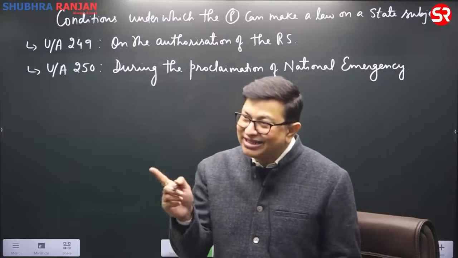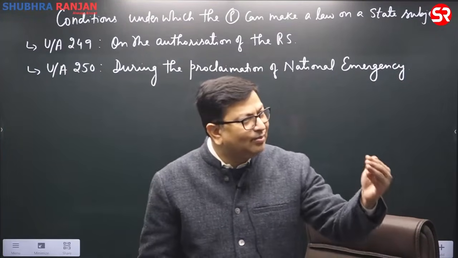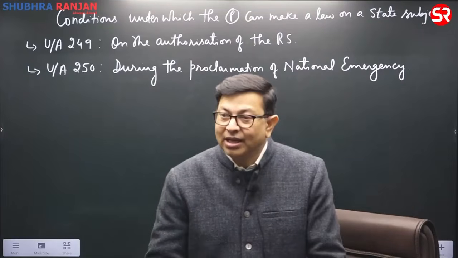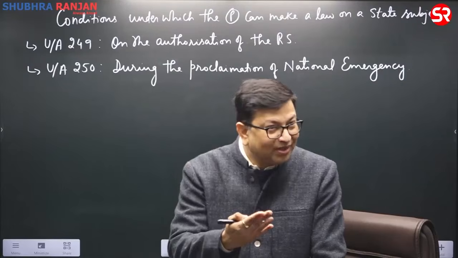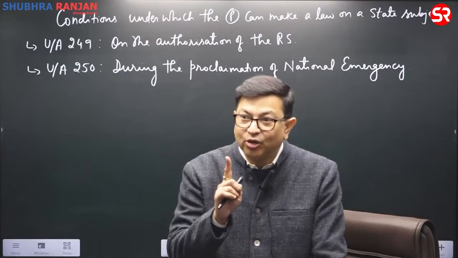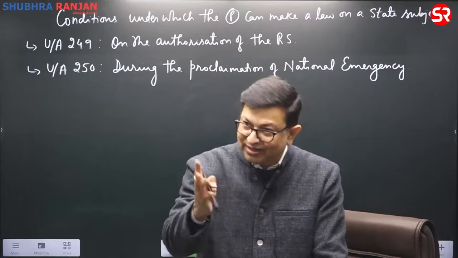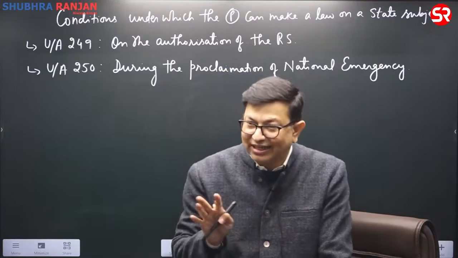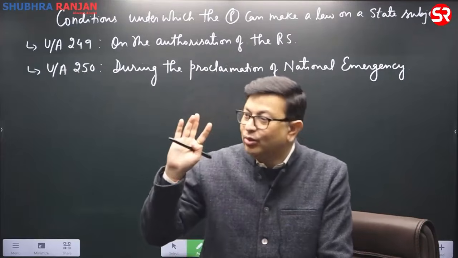And when the state list is converted into concurrent list, then the parliament can make laws on any subject in the state list. But after the national emergency is revoked, such a law will continue for 6 months, or after 6 months it will lapse. The states will make their own laws. अगर उसके पहले they have made their laws तो ठीक है. If not, then the law will lapse and they will have to make their own laws.